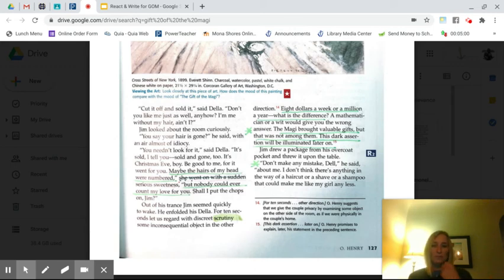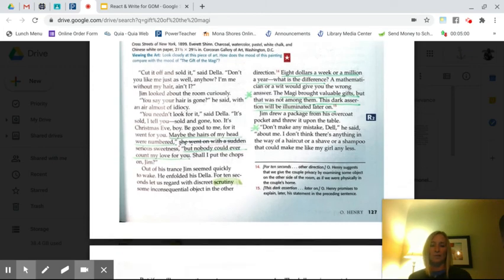Jim drew a package from his overcoat pocket and threw it upon the table. "Don't make any mistake, Dell," he said, "about me. I don't think there's anything in the way of a haircut or a shave or a shampoo that can make me like my girl any less."